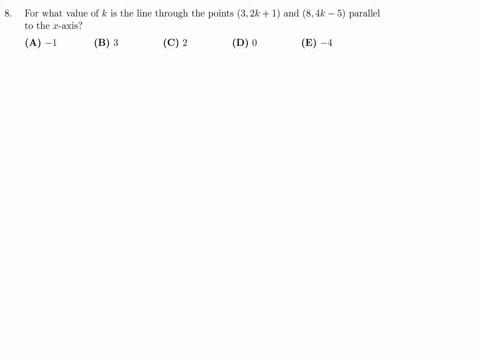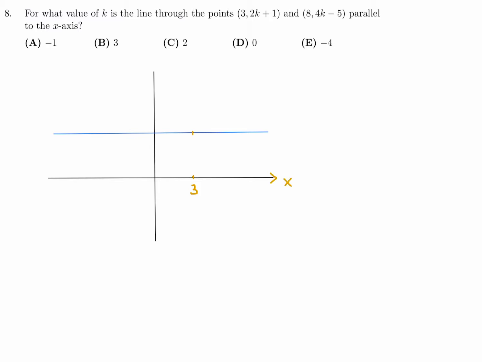For what value of k is the line through the points (3, 2k plus 1) and (8, 4k minus 5) parallel to the x-axis? Let's draw a quick diagram and let's illustrate. This line, whatever line it is, is parallel to the x-axis. So it's something like this. So we have 2 points. The first point is 3, something, and let's say it's here, where this is 3 on the x-axis. And then the next point is 8, something, so approximately here.